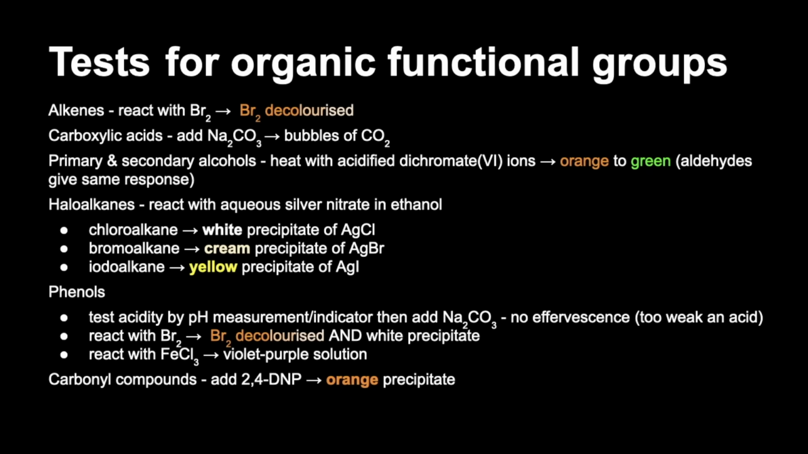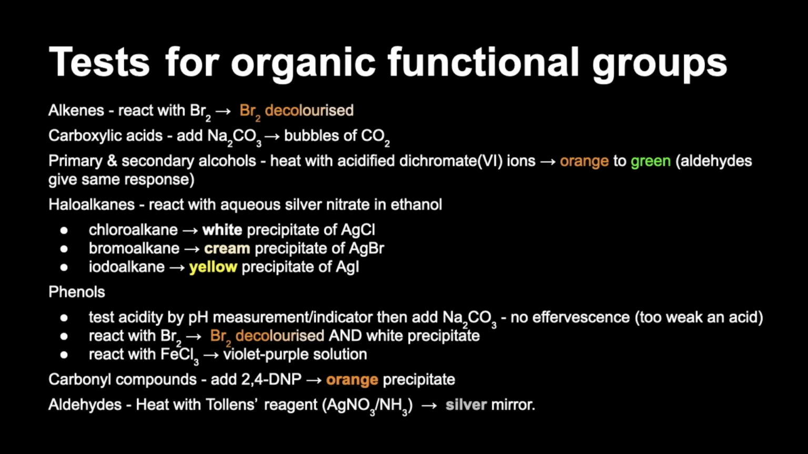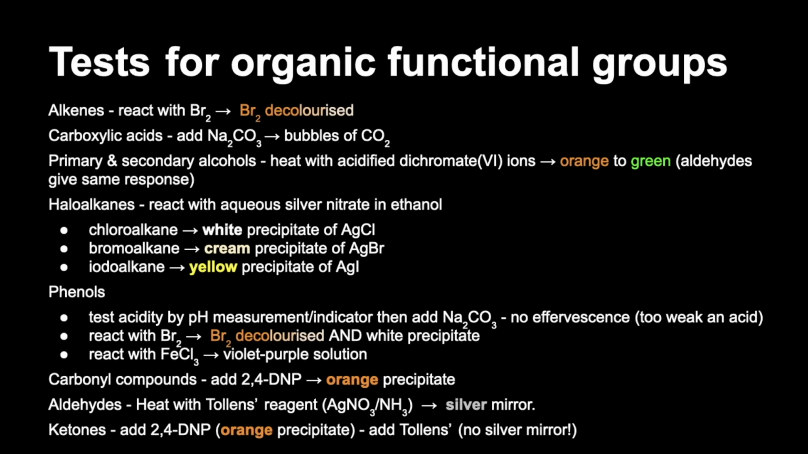Moving on to carbonyl compounds, you would add 2,4-DNP and you would get an orange precipitate. So if you did that test, you would then know that you've either got an aldehyde or a ketone present. So how could you differentiate between those two? Well, aldehydes you could heat with Tollens' reagent, so that's ammonia and silver nitrate solutions, and you get a silver mirror. To determine if you've got a ketone, you would add 2,4-DNP to get that orange precipitate to confirm it's a carbonyl, and then you'd add Tollens' and you wouldn't get a silver mirror.